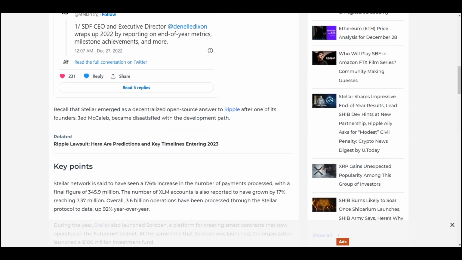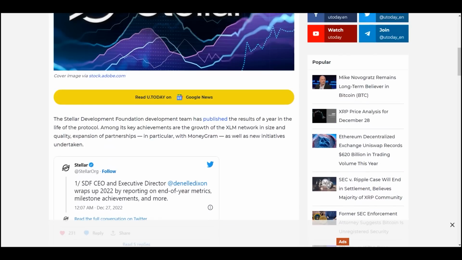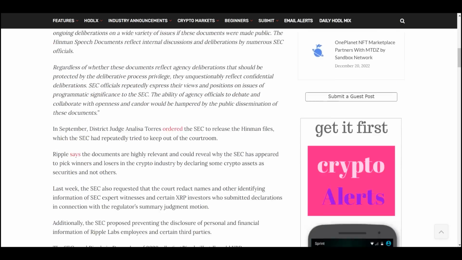Ripple is kind of, if you want, the center and the on-demand liquidity for all the payments that are going to happen. And then we have all these other blockchain solutions around it. And here you can see during the year, Stellar also launched Soroban, a platform for creating smart contracts that now operates on the FutureNet testnet. At the same time Soroban was launched, the organization lost a $100 million investment fund. Stellar is doing very well and is a great coin, guys. But it is different from Ripple. Don't think that they are rivals because they are not.